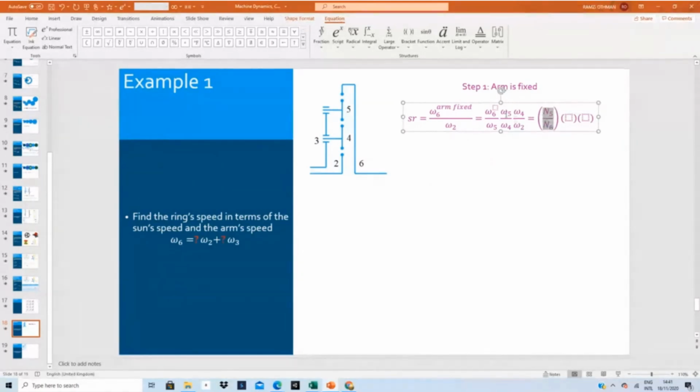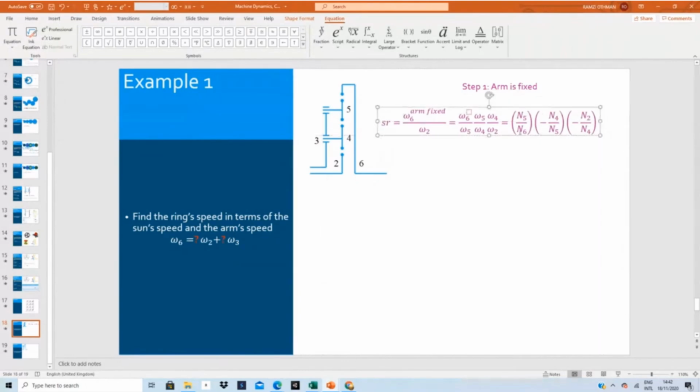Then omega 5 over omega 4. 5 and 4 are two spur gears, so they have external contact, so it will be negative N4 divided by N5, and it should be negative because it is external contact. And at last, I will have omega 4 over omega 2, again external contact, so it will be negative N2 divided by N4.